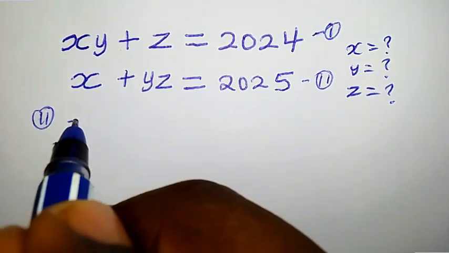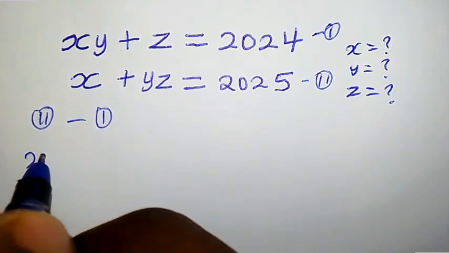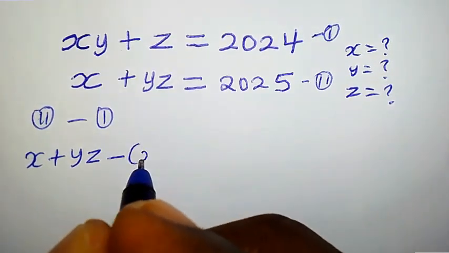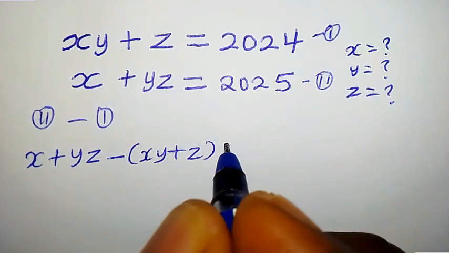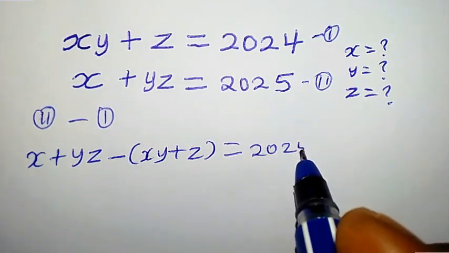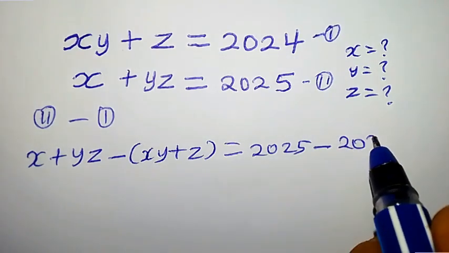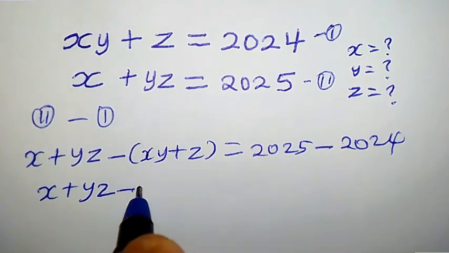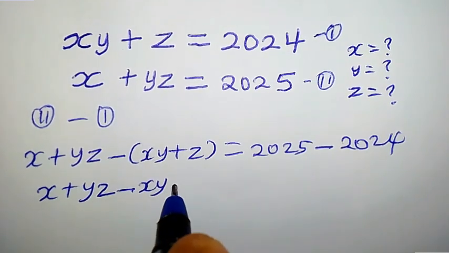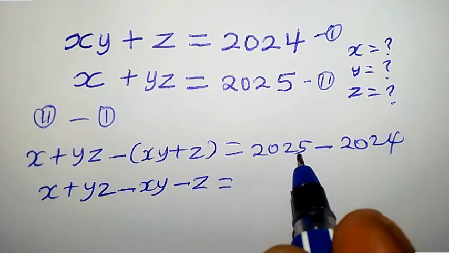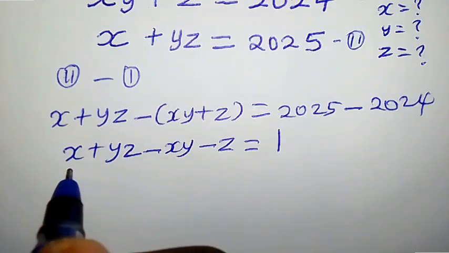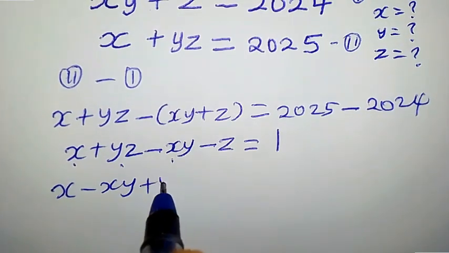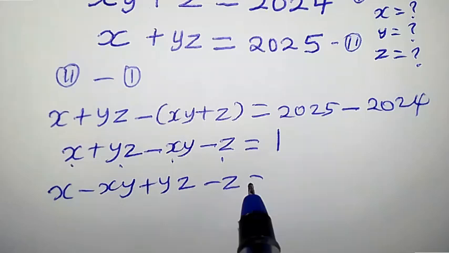So equation 2 minus equation 1, we are going to have x plus yz minus the left hand side xy plus z equal to 2025 minus 2024. Minus times xy is negative xy, minus times z is negative z, and 2025 minus 2024 is 1. We can combine the common terms, so we have x minus xy plus yz minus z equal to 1.